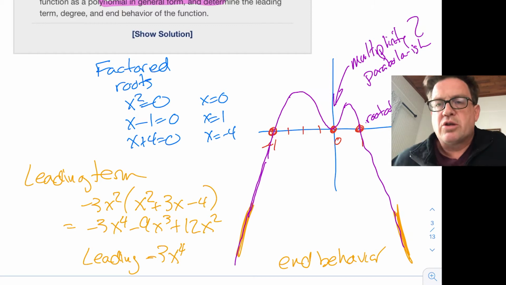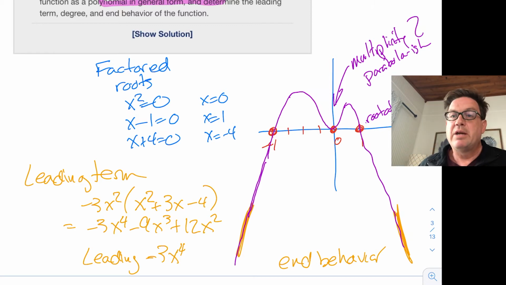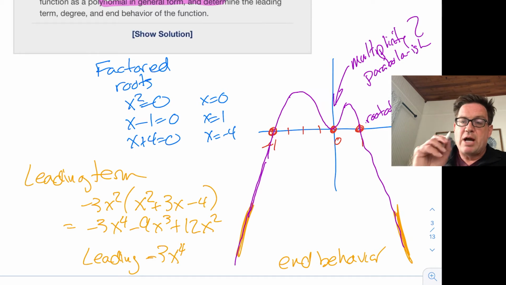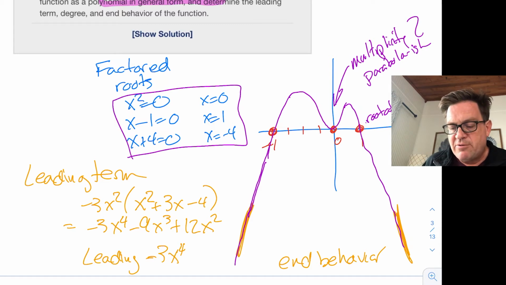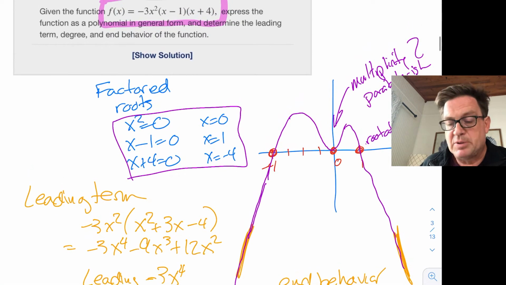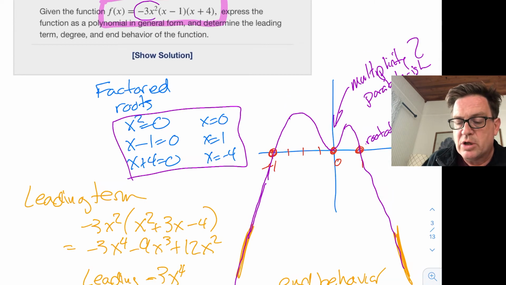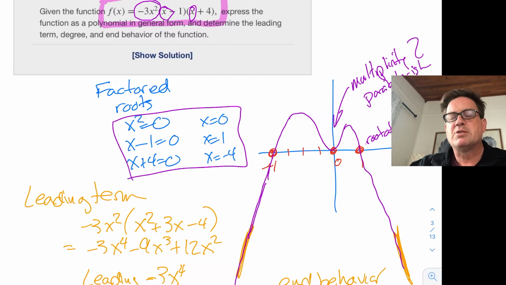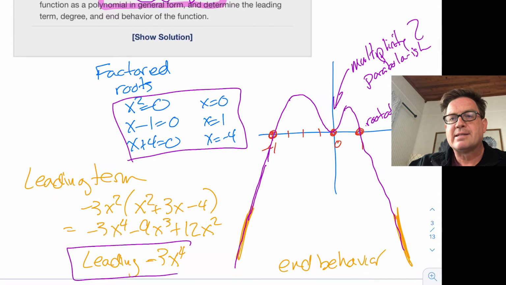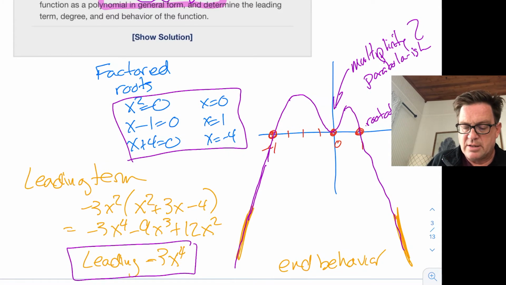So most of the roots, the graph crosses through the x-axis. But if it's a multiplicity 2, then it's going to behave like a parabola and just touch that root. So without doing much thought, if it's factored, we can know where the roots are. We can multiply it out and find the leading term. You don't even have to multiply it out to do that. If you look at the original polynomial, we've got the minus 3x squared, then another x and another x. If you imagine foiling this out, just take the first terms of each part. And that's going to be minus 3x squared times x times x, which is our minus 3x to the fourth.